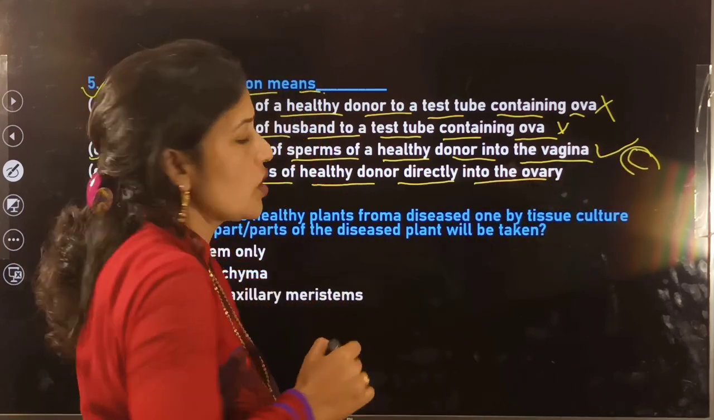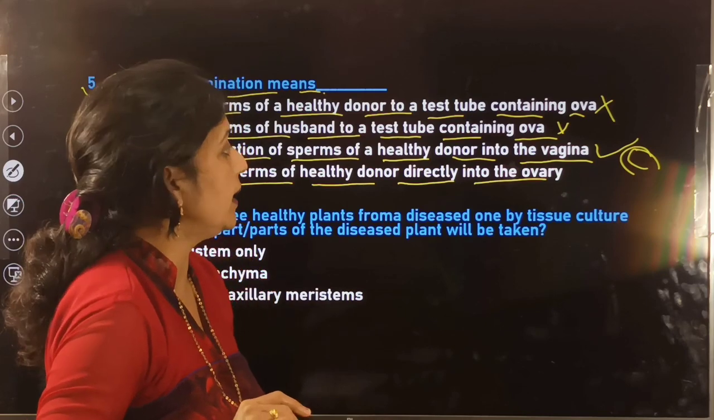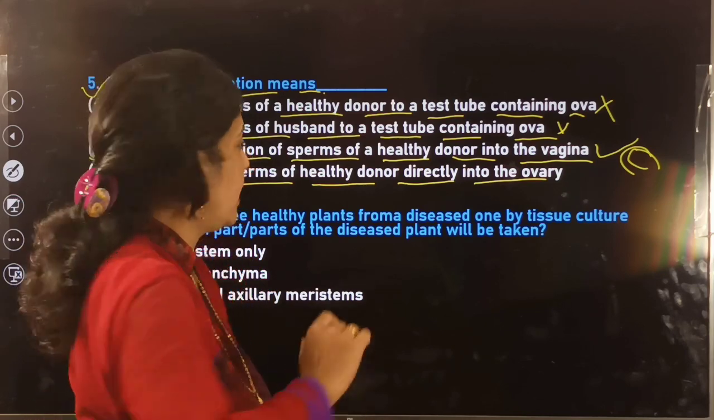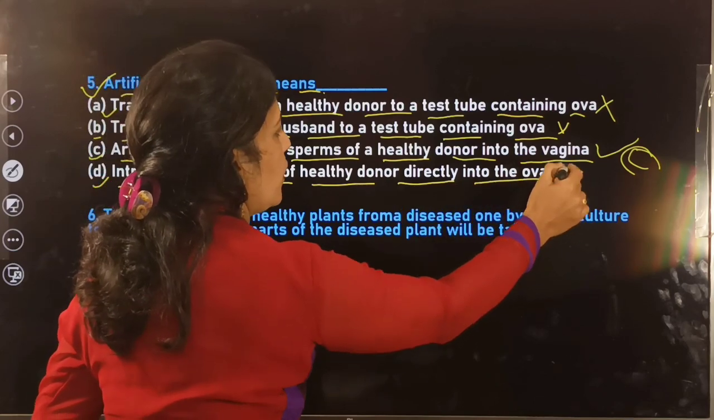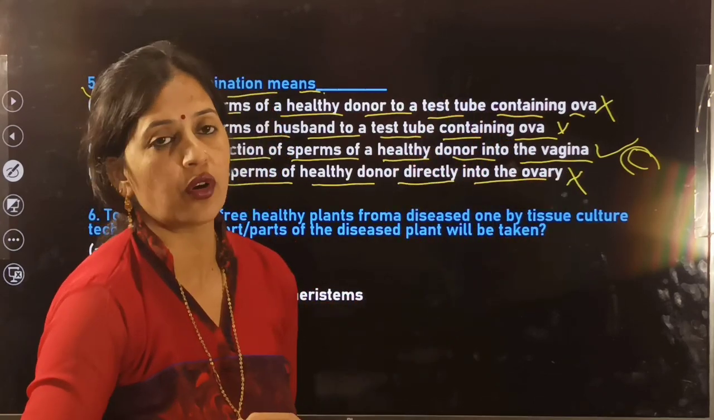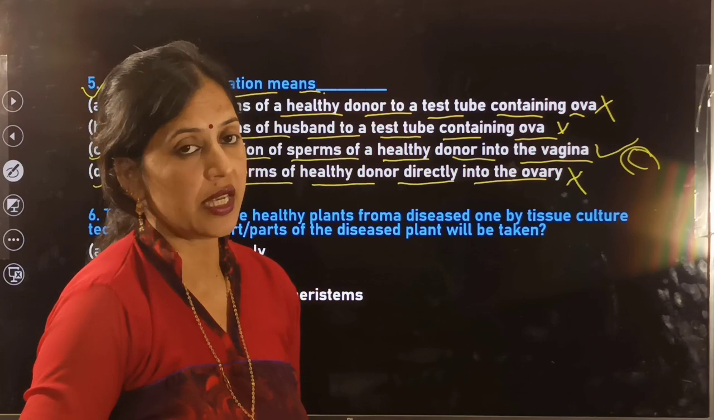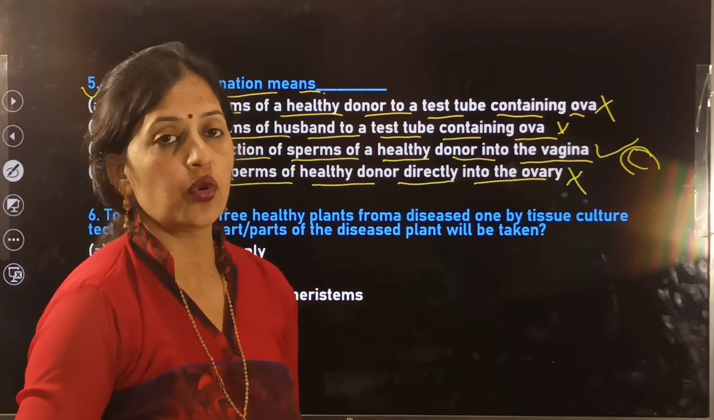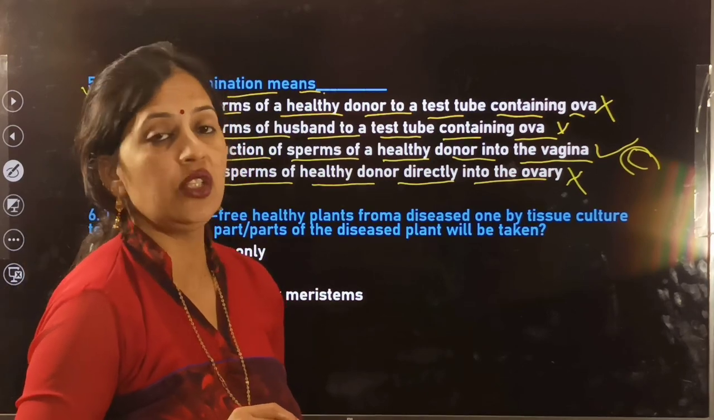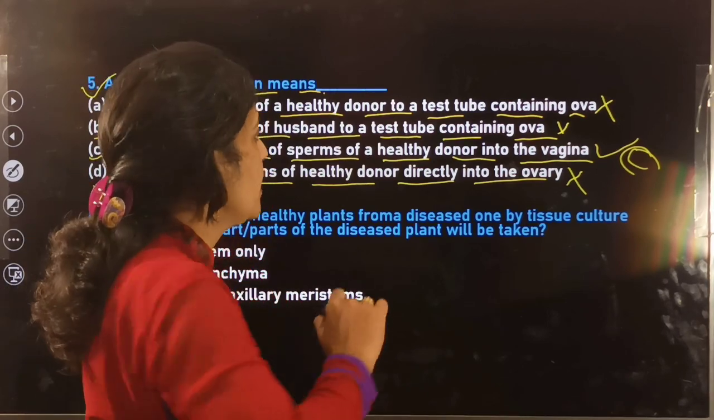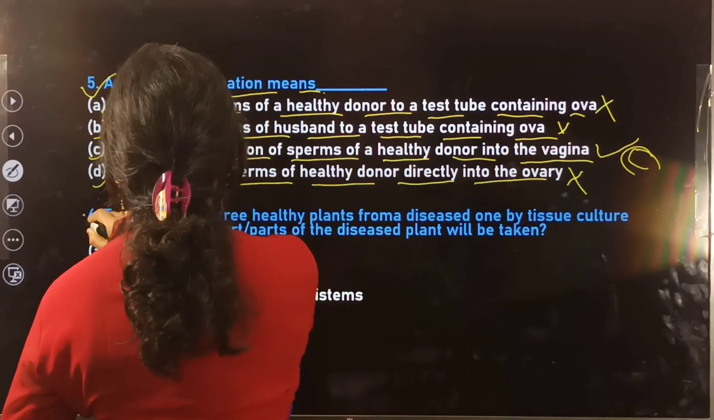That is the artificial introduction of sperms of a healthy donor into the vagina. And introduction of sperms of healthy donor directly into the ovary, it is again the wrong option for the question number 5. So from here it is clear that artificial insemination means artificial introduction of sperms of a healthy donor into the vagina. So here option C is the right answer.